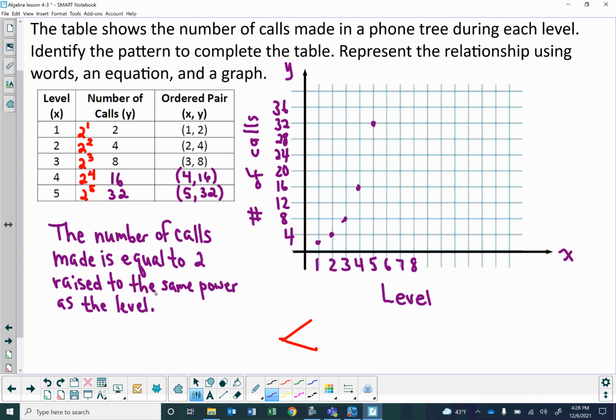To write that in equation form, it would be that y, which is the number of calls, is going to equal 2 to the x power, because x is the level that you're on. So we have represented this using words. That's the big phrase of words I used. An equation, which is y equals 2 to the x, and the graph, which we have over here to the right.